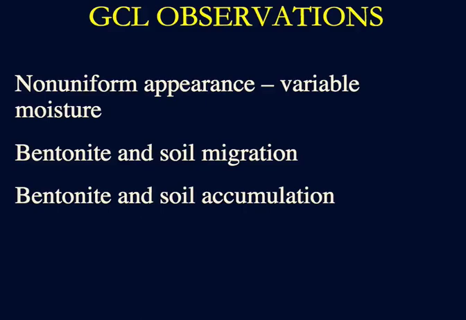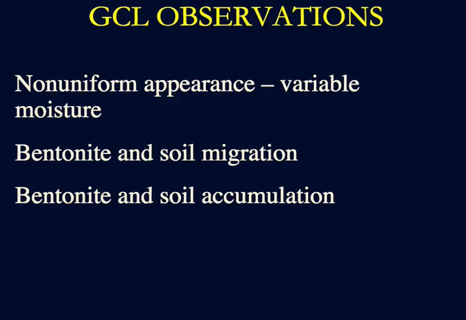In terms of observations of the GCL composition, the GCL had non-uniform appearance throughout locations at the slope, and variable moisture content was observed as well and measured. The bentonite, as well as some subgrade soil, had migrated, and in different locations we had migration and actual accumulation of these separate products, bentonite and subgrade soil.